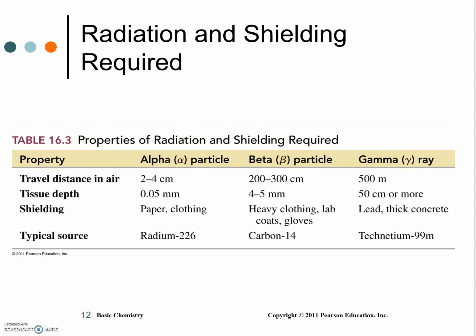To shield yourself from this radiation, however, there are a few different ways that you can do so, and it depends on what kind of energy it has. Remember, alpha particles are our lowest energy of the radioactive isotopes, so all you need is clothing or even paper to stop them. Beta particles are a little bit more energized, so it's going to take a little bit more effort to stop those. That's why you have lab coats, gloves, and heavy clothing. Finally, gamma rays. Gamma rays are what come out of nuclear weapons, so the atomic bomb. So it takes a lot to stop them. Something like lead or thick concrete is going to stop them.